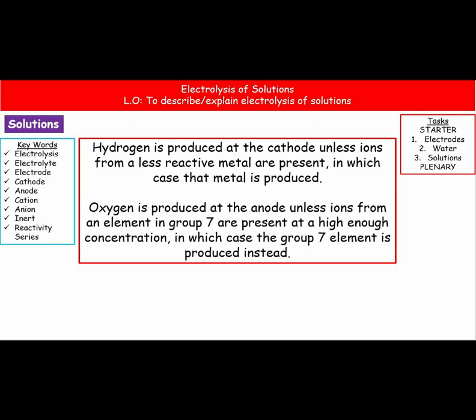So what we're really saying is your default answer can be hydrogen and oxygen, and then all we need to do is do that quick check. For the cathode, is there a metal that's less reactive than hydrogen present? If so, it's not hydrogen that's made, it's the metal. And for our anode, we just need to have a little look and see, is there an element from group 7 present? If there is, then it's that element made, not oxygen. So again, make sure you've got those written down, highlight them, do something to make them stand out, because this is critical to be able to answer these questions.